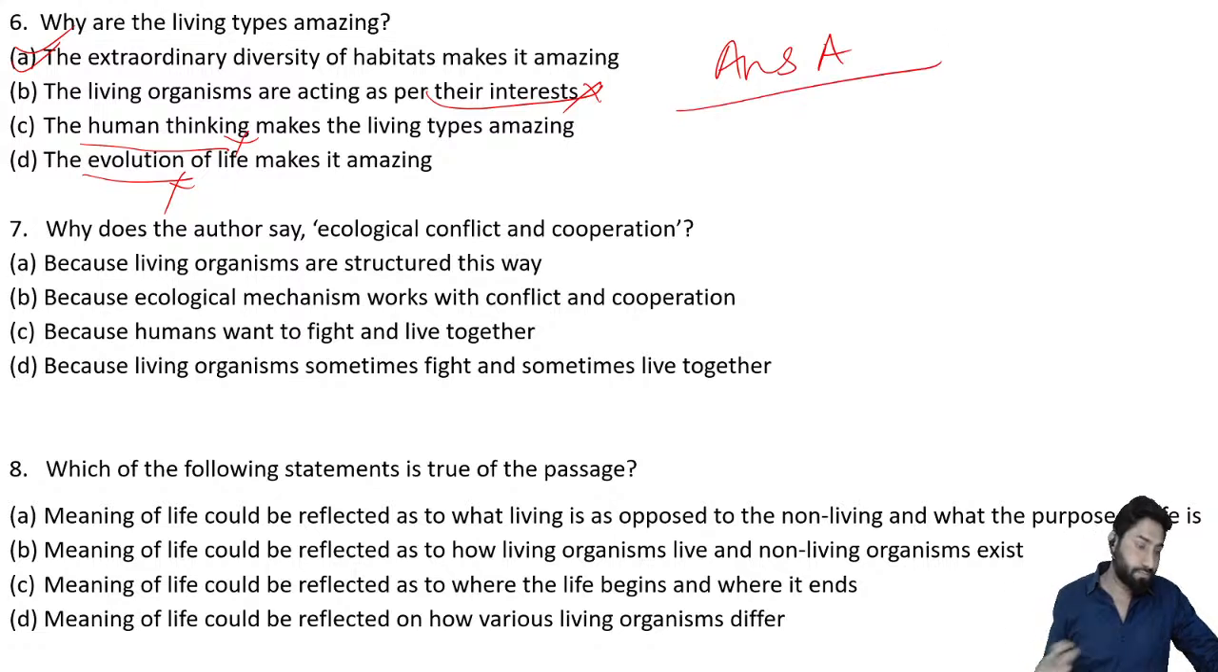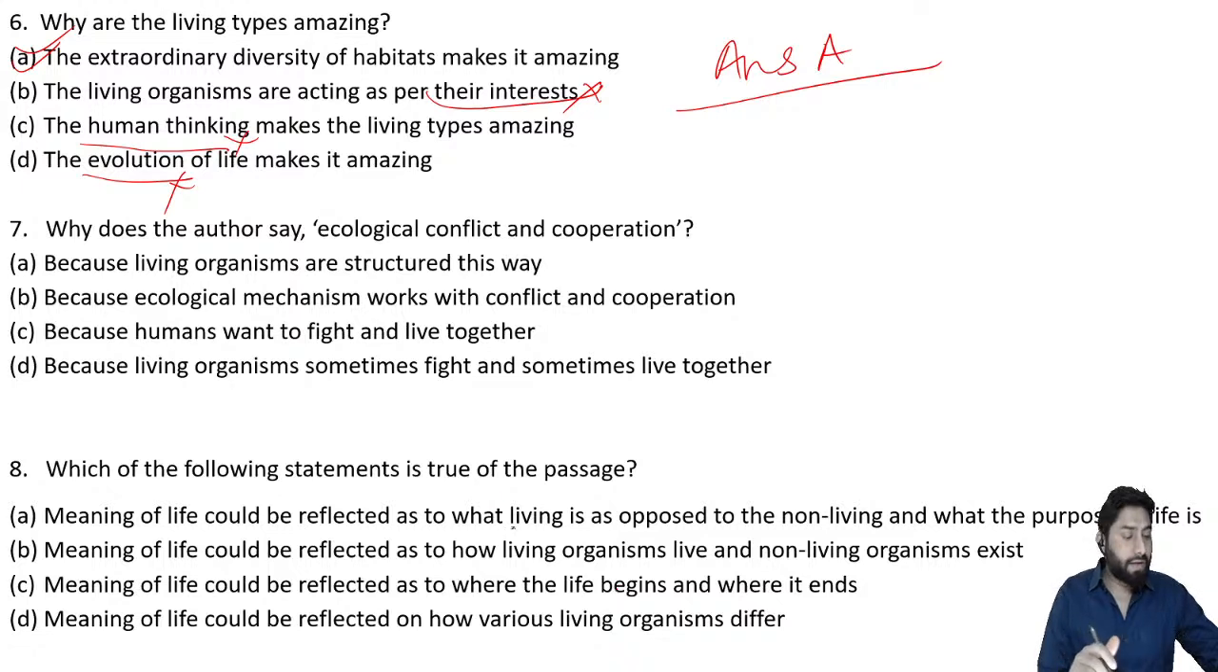Sixth one. Next. Why does the author say ecological conflict and cooperation? बात करी है author ने third fourth line में, और उसी के basis पे दो questions की बात की है. There are implicitly two questions, one philosophical and one technical. आ जाओ देखते हैं भाई. Because living organisms are structured this way. Next. Because ecological mechanism works with conflict and cooperation. Because humans want to fight and live together. Because living organisms sometimes fight and sometimes live together.